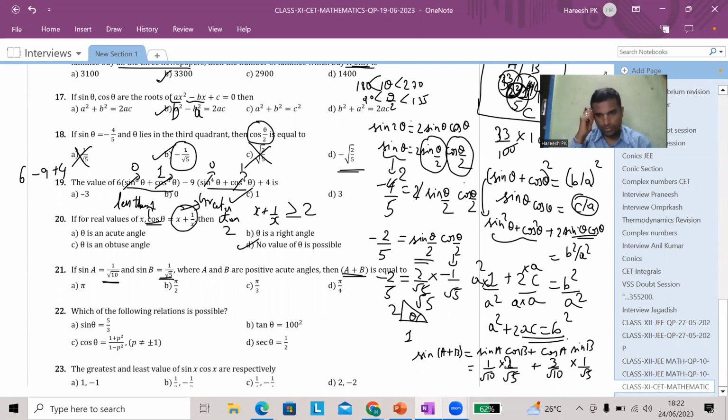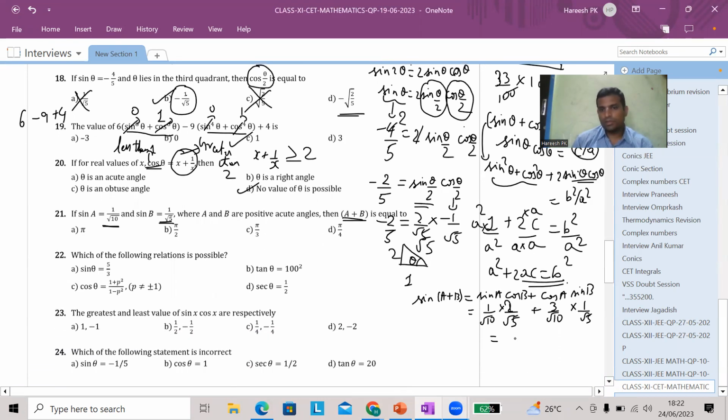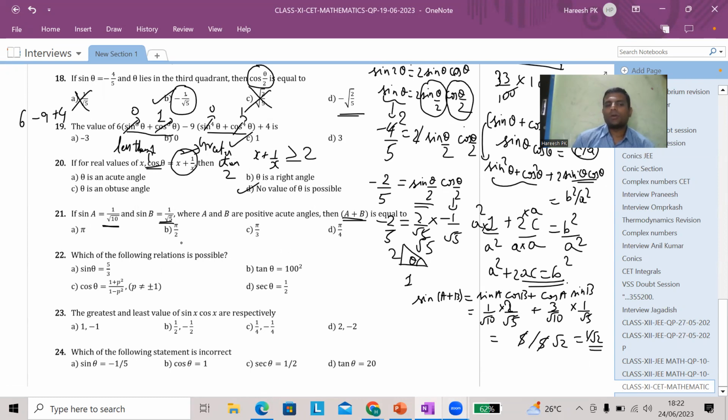So now when you go to simplify, you'll end up getting 5 by root 50. Root 50 is nothing but 5 root 2. So 5 gets cancelled. So you'll get 1 by root 2. So 1 by root 2, obviously it is pi by 4. Okay.